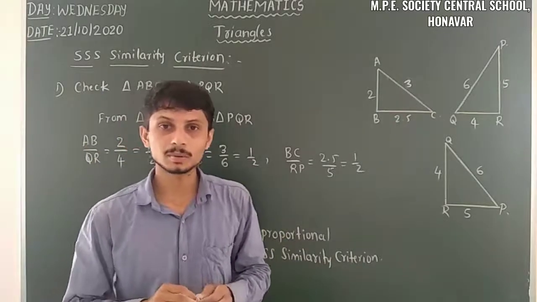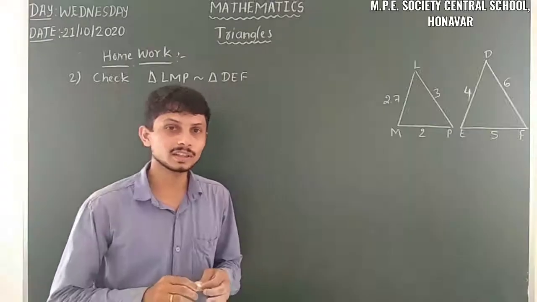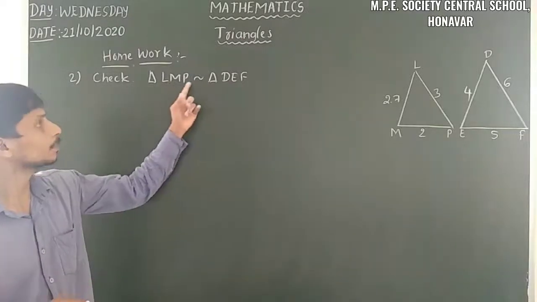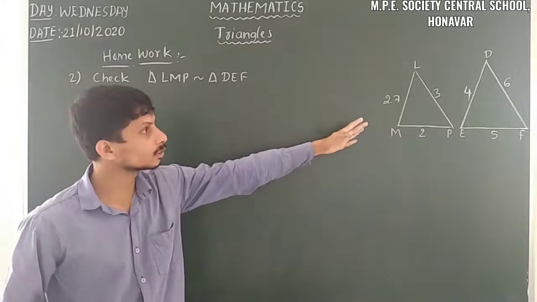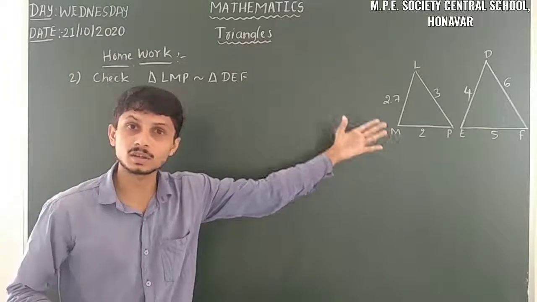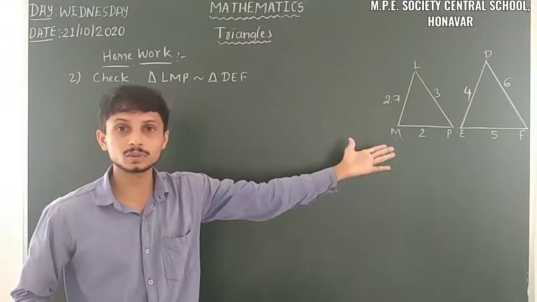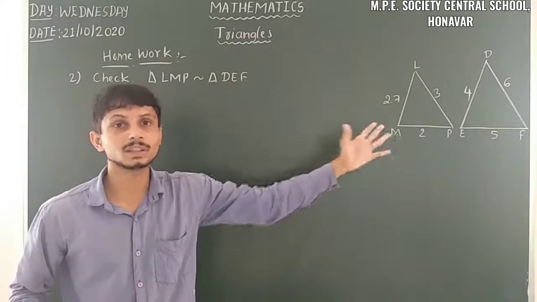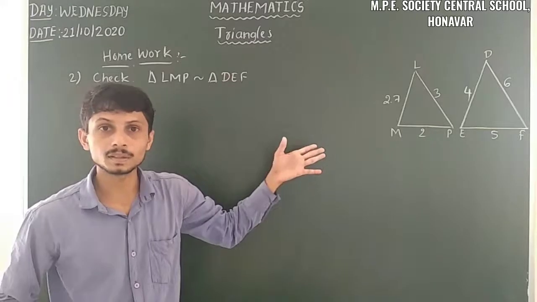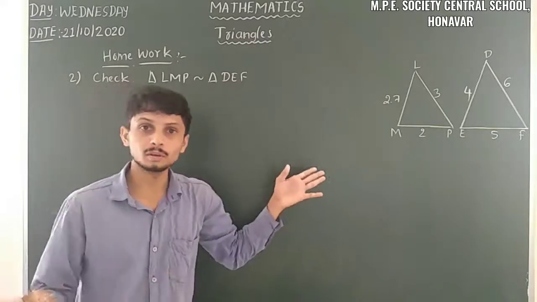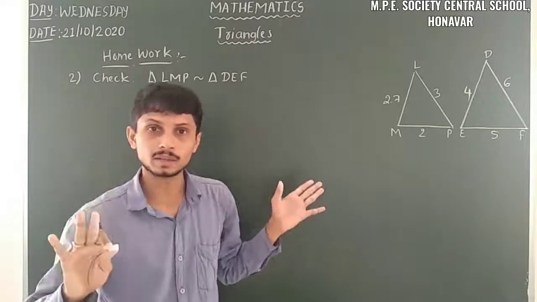Let us take some problems as homework. Here we have to check whether triangle LNP is similar to triangle DEF. The measurements are given. I think there is no problem of construction, of how the diagrams are drawn. Those two look similar, but according to the measurements, you have to check.